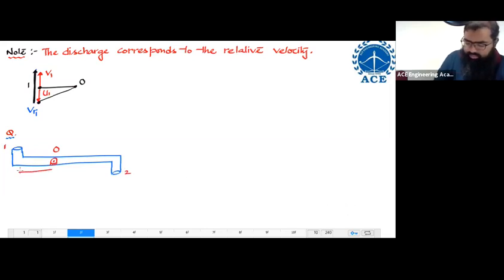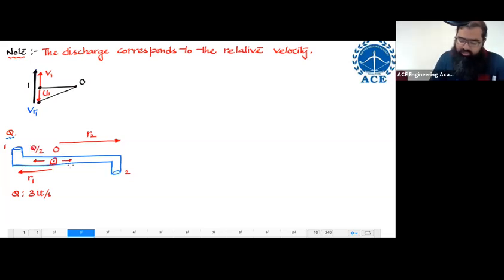Suppose this radius over here is R1 and this radius over here is R2. Let us say that the net discharge entering into this assembly is equal to 3 liters per second. Half the discharge is going over here, Q by 2, and half the discharge is going into this other nozzle, which is also Q by 2.